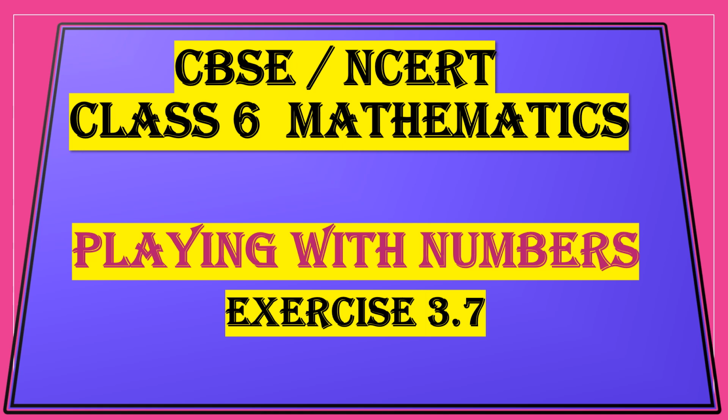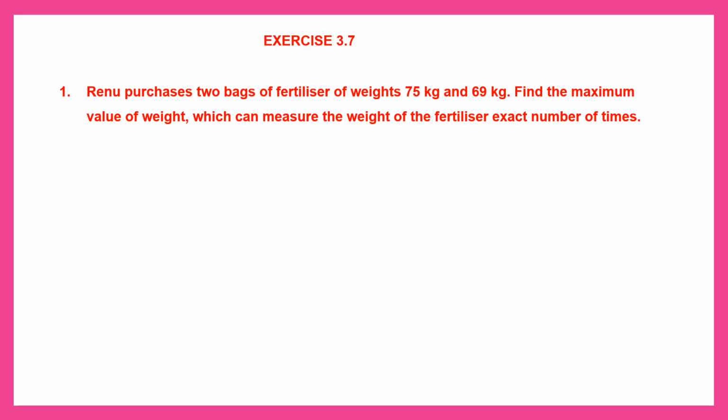Hello students, let's do playing with numbers exercise 3.7. So let's look at the first question here. Renu purchases 2 bags of fertilizer of weights 75 kg and 69 kg. Okay, so Renu buys 2 bags of fertilizer.